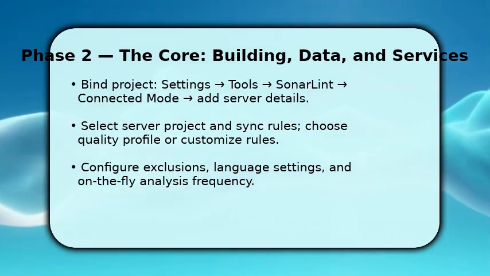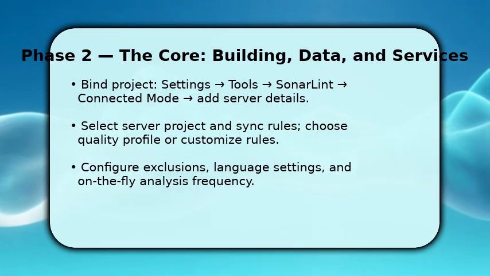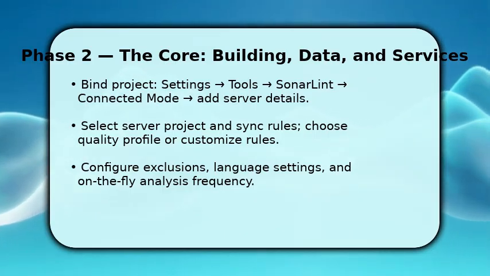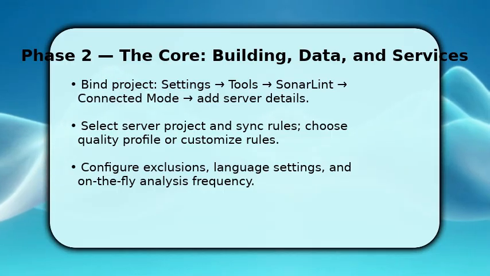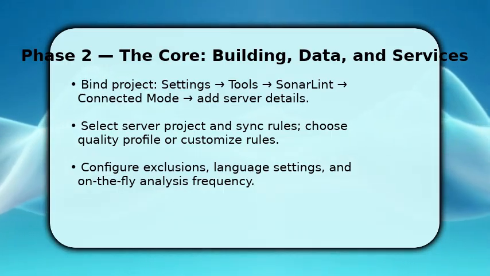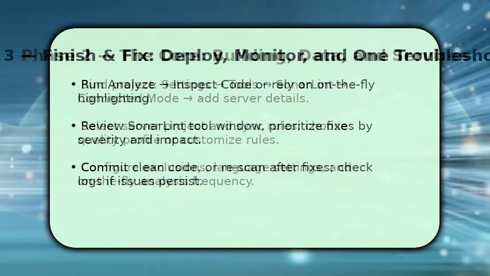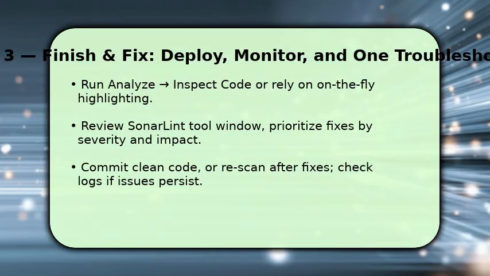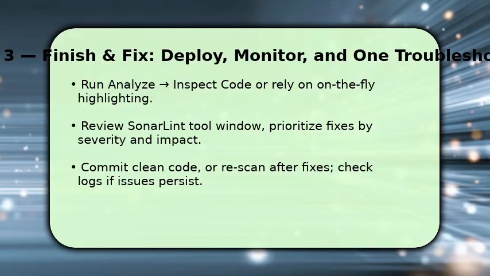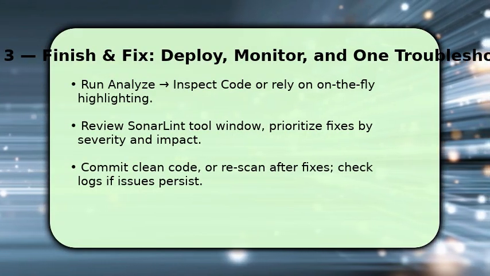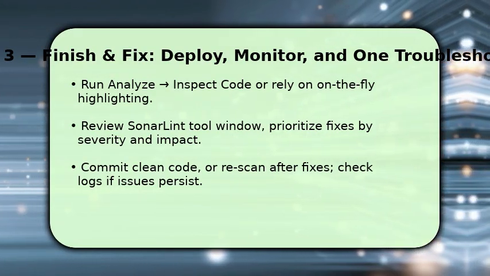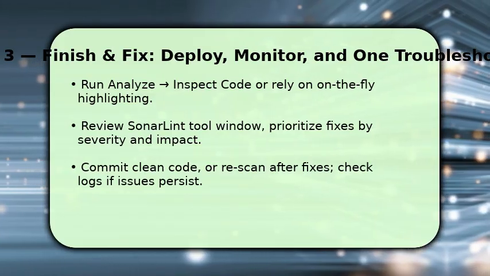Next, adjust file exclusions and languages so irrelevant files aren't analyzed. Make sure to save and trigger a manual update so rule changes apply to your workspace immediately. Run Analyze > Inspect Code or rely on on-the-fly highlights to see issues in the editor. You'll find detailed descriptions and remediation guidance in the SonarLint tool window.